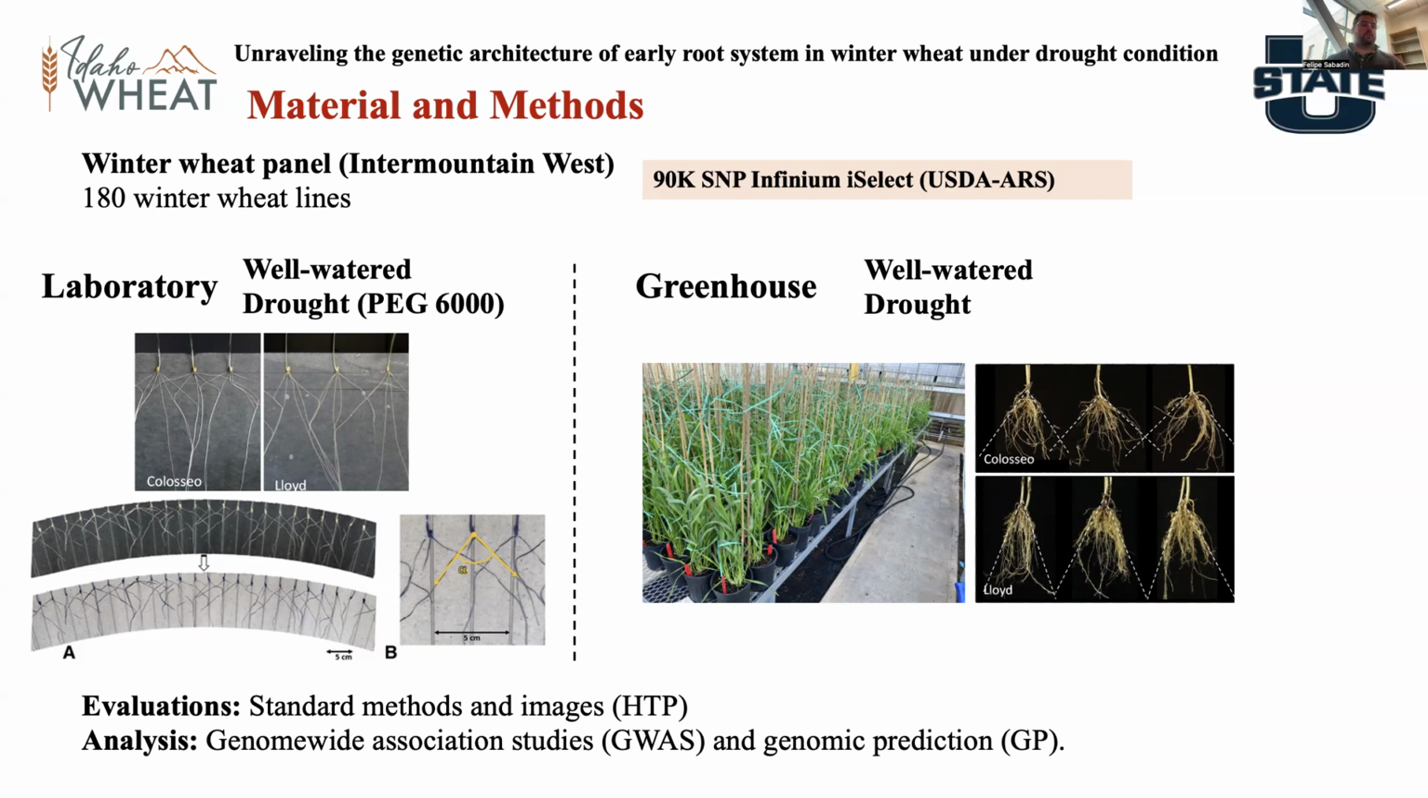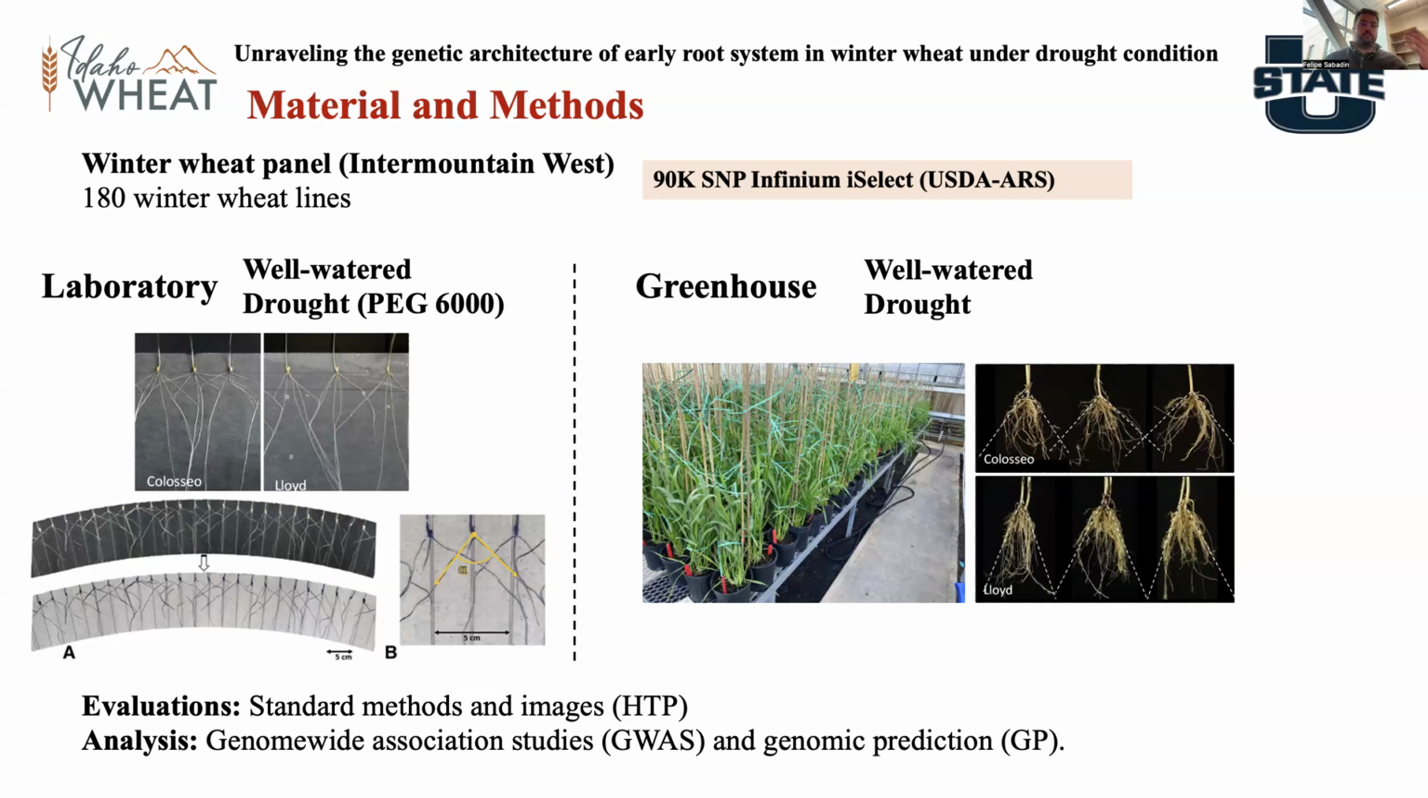For that, we are going to do two different experiments, one in the laboratory and another in the greenhouse. We're going to apply two different treatments to all those lines: well-watered, but also a drought condition. In the laboratory, we're going to evaluate the root seedlings, as you can see on the left part of this slide. In the greenhouse, we're going to carry these plants a little longer, and then we're going to have a good idea about the root system in the early growth stages.